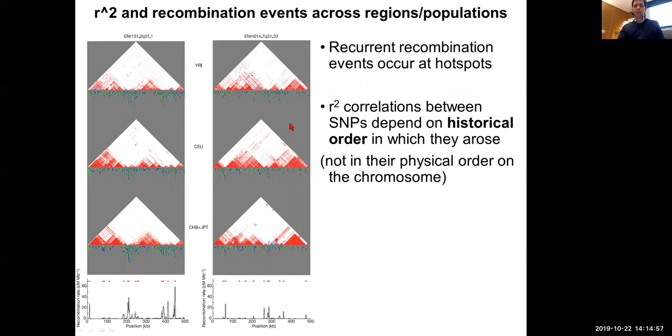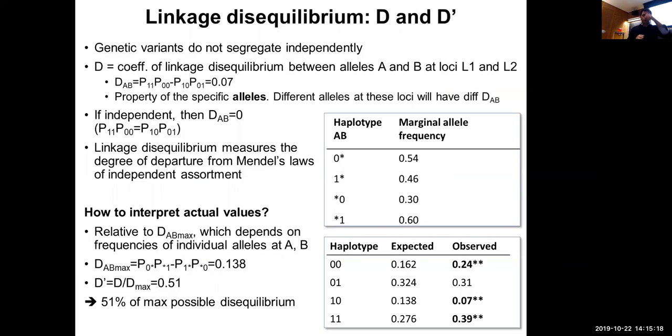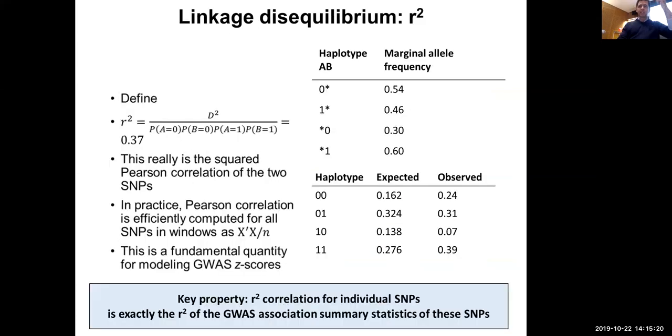So basically, this tells me a lot about the history of all of these recombination events, not the physical order in the chromosome. Some things might be very highly correlated, but much further from each other than those two things that are not highly correlated. And the reason is that the historical order in which these mutations happened is different. Sounds good? So we can quantify all that by basically looking at linkage disequilibrium.